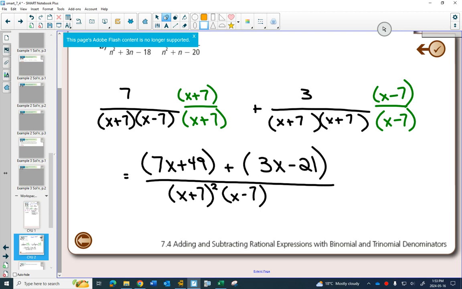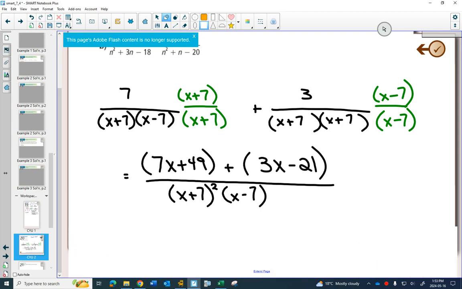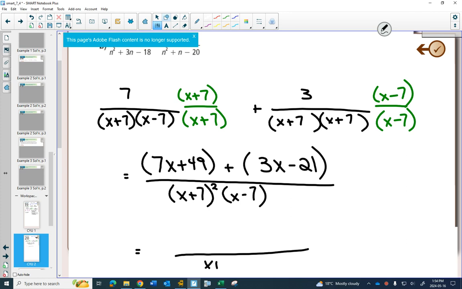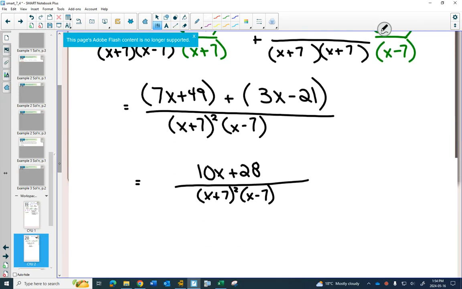And now we can just combine our like terms. Again, I have to rewrite my denominator. But 7x plus 3x will be 10x. And 49 plus a negative 21 will be plus 28. But I notice that the top can be factored again. I can take out a common factor of 2.